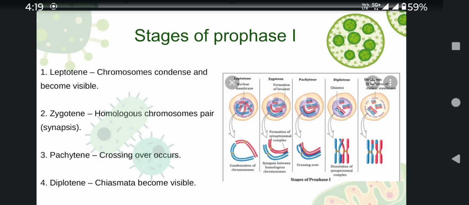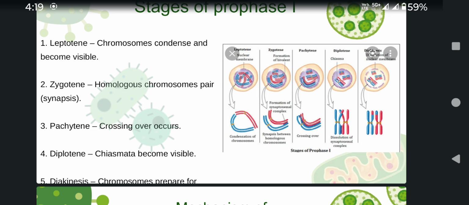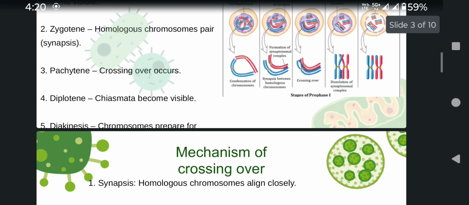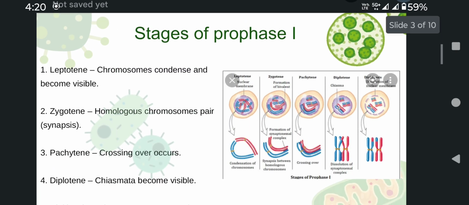So the first stage you can see here is leptotene. In the leptotene stage, chromosomes condense and become more visible. Then in the zygotene stage, homologous chromosomes form the synapsis, or they form a pair. Then the pachytene stage is generally the stage when crossing over occurs. And in the diplotene stage, chiasmata formation becomes visible. And in diakinesis, chromosomes prepare for the next stage. So this is how the stages take place during prophase 1.